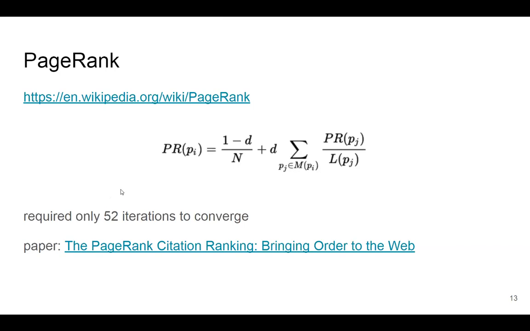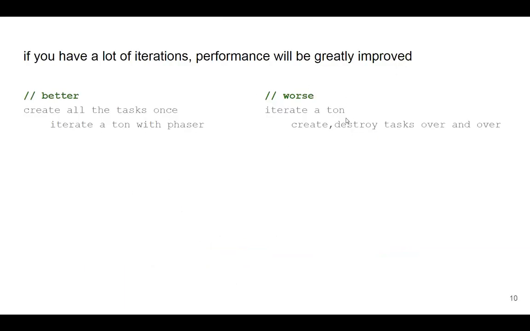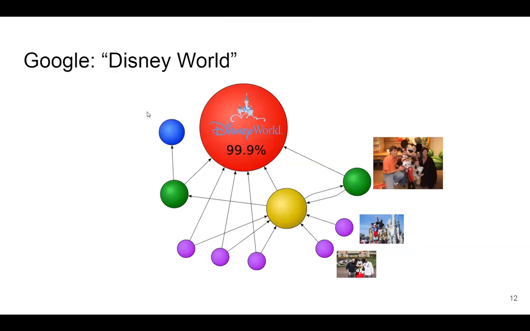But these programs that have the form iterate a ton and then do a parallel for loop inside, that's not rare. That's something that's important enough that they built phasers. And you're going to do this thing which produces the same conceptual program, but just has lower overhead.